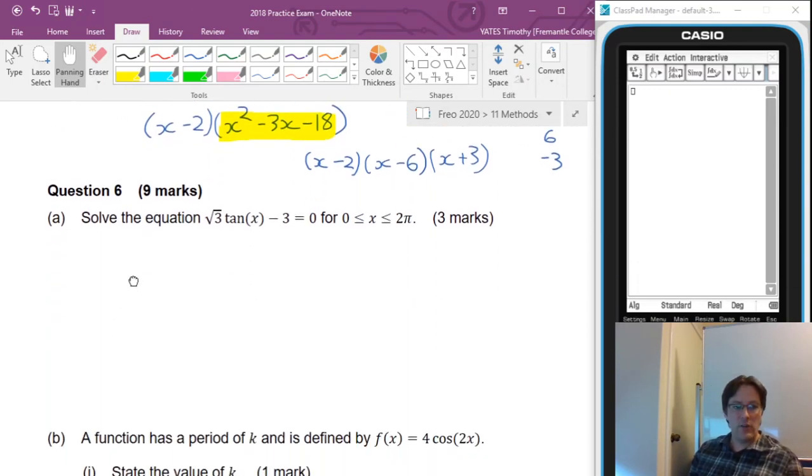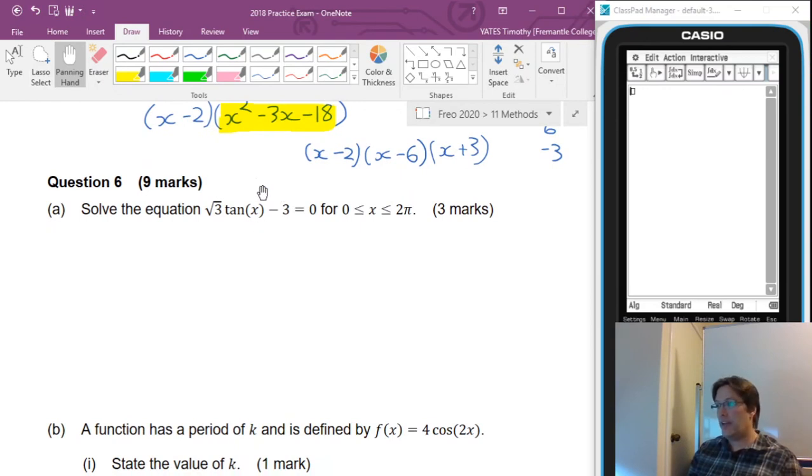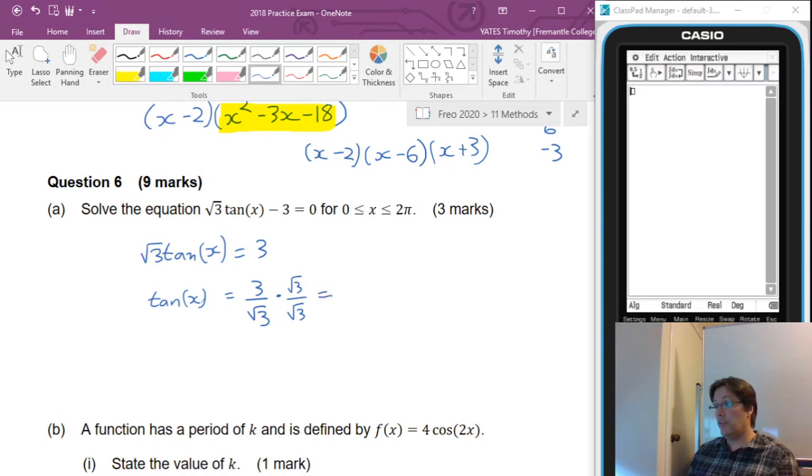Next up, solving an equation. √3 tan x take 3 equals 0 for this range. What we always want to do in these situations is rearrange so we've got tan x on its own. And the way we can do that, √3 tan x equals 3, or tan x equals 3 on √3. We can rearrange that. This may not look like something that makes sense, so what I'm going to do is multiply by √3 on √3 just to turn it into something that makes sense.